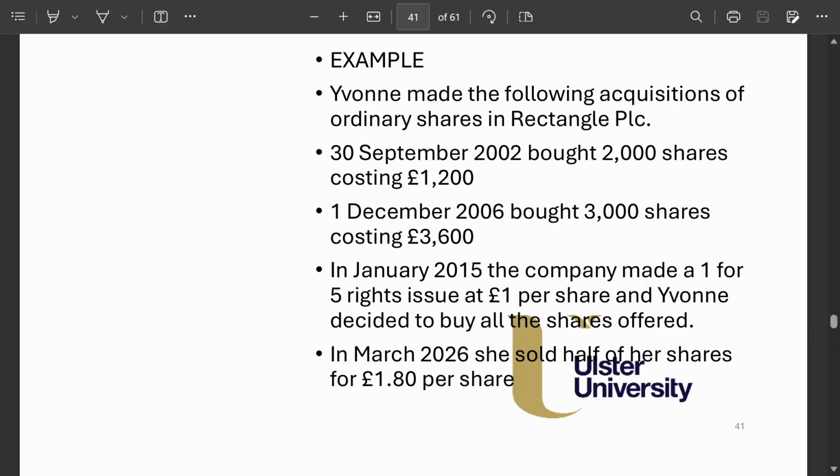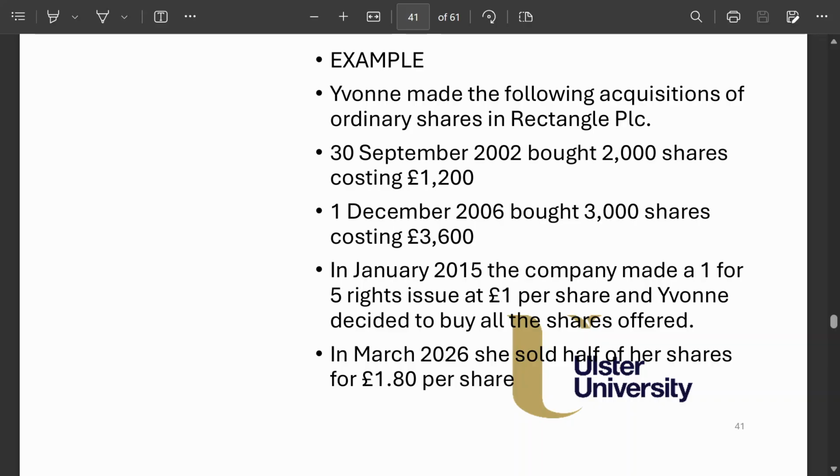So as of now, before January 15, her Section 104 holding is this. She's holding how many? She's holding 2,000 shares here, then 3,000 shares here, so she's holding 5,000 shares. What does the company do? The company makes a 1-for-5 rights issue. 1-for-5 means that for every 5 shares you're holding, you get the right to buy 1 additional share. And it says that Yvonne decided to buy all the shares offered. So she took the 1-for-5 rights issue. She bought all of them offered.